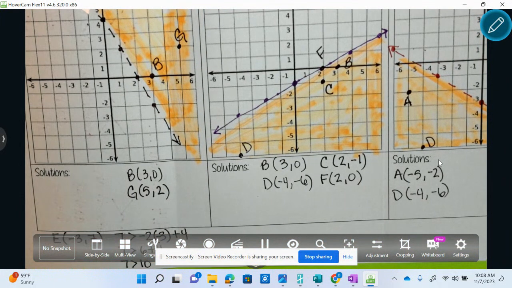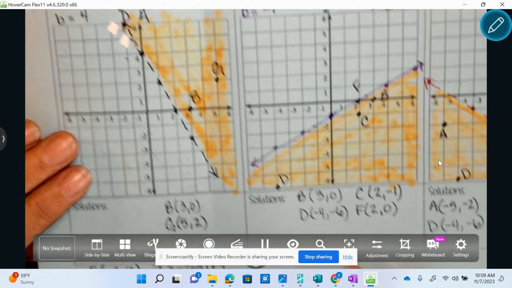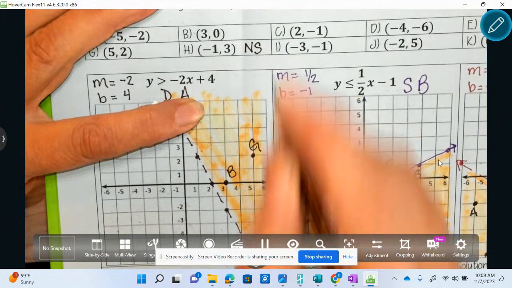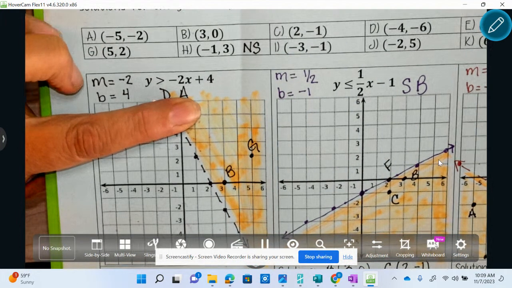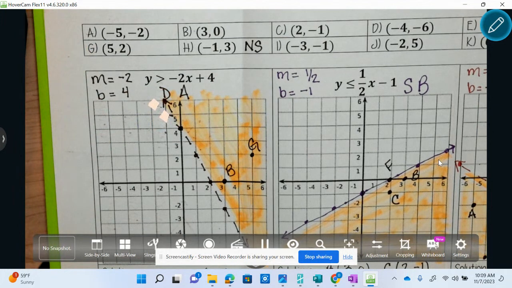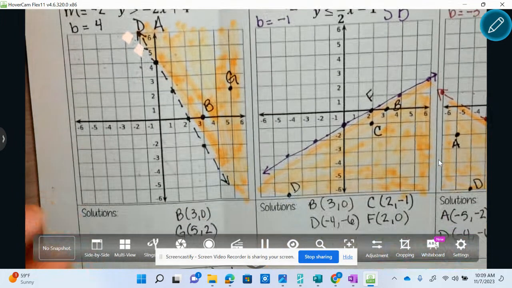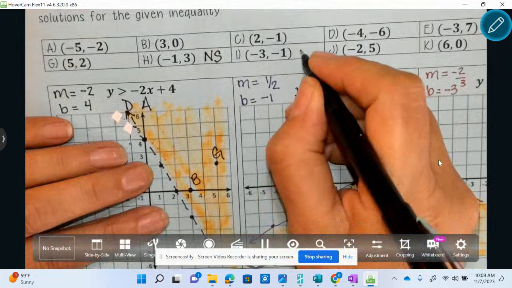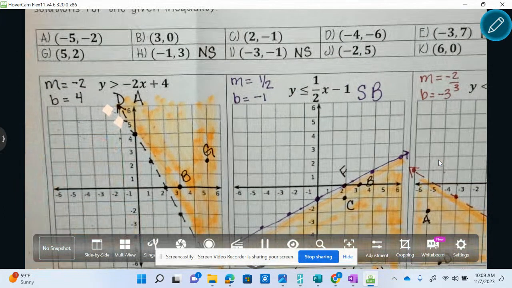All right. What about point H? -1, 3. It's none. H doesn't belong anywhere. H is not a solution. So I mark that as NS. It doesn't belong anywhere. Okay. What about the point -3, -1? What'd you get? Not a solution. Yeah. So point I is also not a solution.